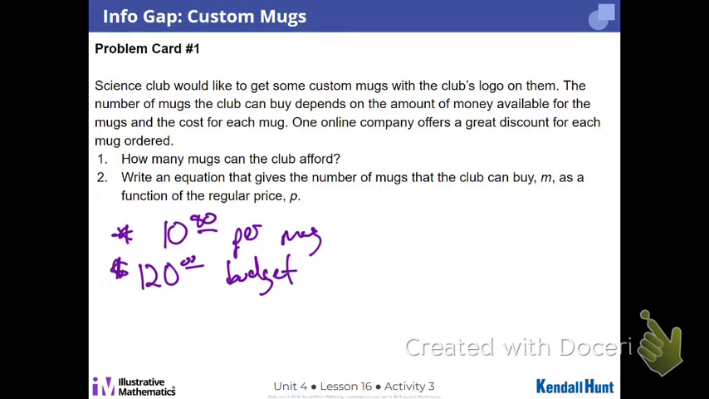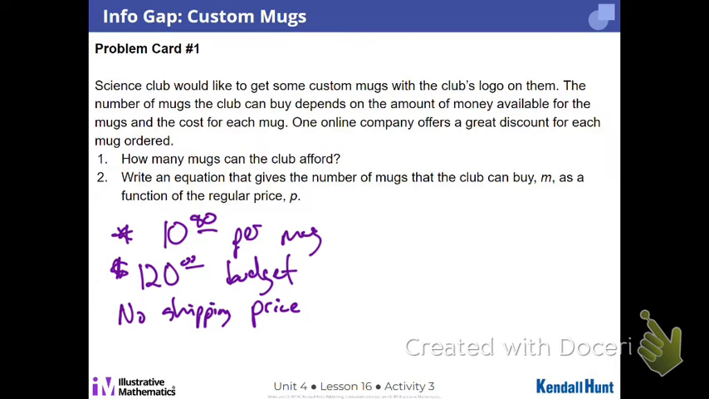Question, Mr. Daniel. Are we ordering them online? If we are, what is the shipping cost? No shipping price. There is one, but they're going to be cool about it. They're going to be like, hey, you're kids. You're in the club.